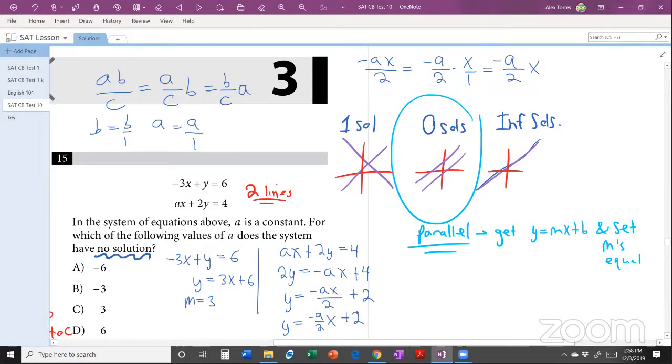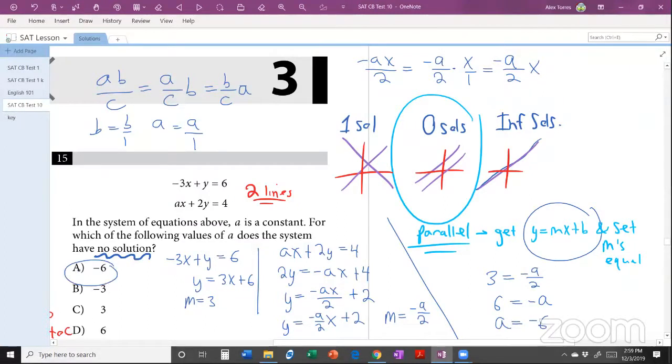The reason you want the x there is because that gives you the y equals mx plus b format. Here, y equals this thing times x plus 2. So what's the slope in that situation? It's negative a over 2. We said we were going to set the slopes equal, so 3 equals negative a over 2. To solve for a, we multiply both sides by 2. 6 equals negative a. Multiply both sides by negative 1. a equals negative 6. And so the answer for number 15 is A.